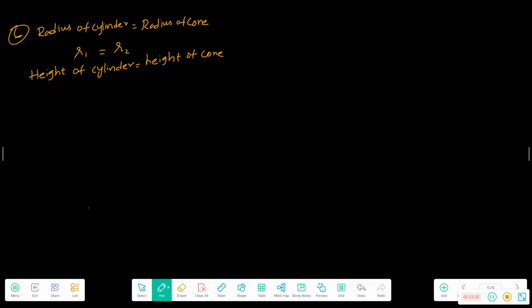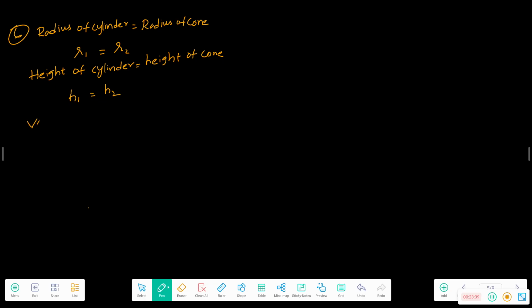First thing, they have given that the radius of cylinder is equal to the radius of cone. Here, R1 will be equal to R2. Their heights are also equal. Height of cylinder is equal to height of cone. So H1 is equal to H2.